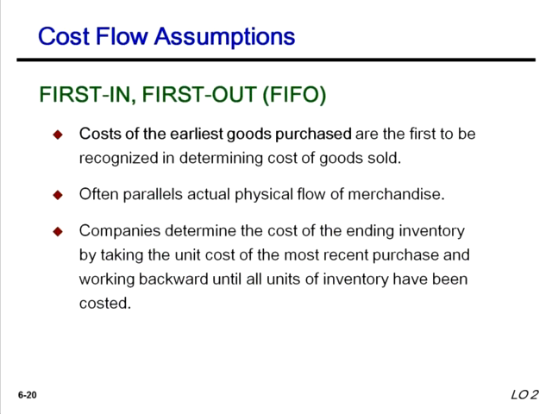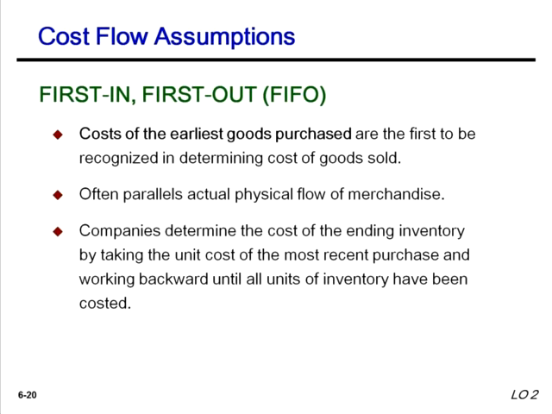Alright, so now let's look at this example from the point of view of first in, first out. And for our purposes, we're going to assume inflation. In other words, for each purchase, we're going to assume that the purchase costs will go up. As this slide indicates, the cost of the earliest goods purchased are the first ones to be recognized and determine the first ones sold. So the first ones in are the first ones out the door.